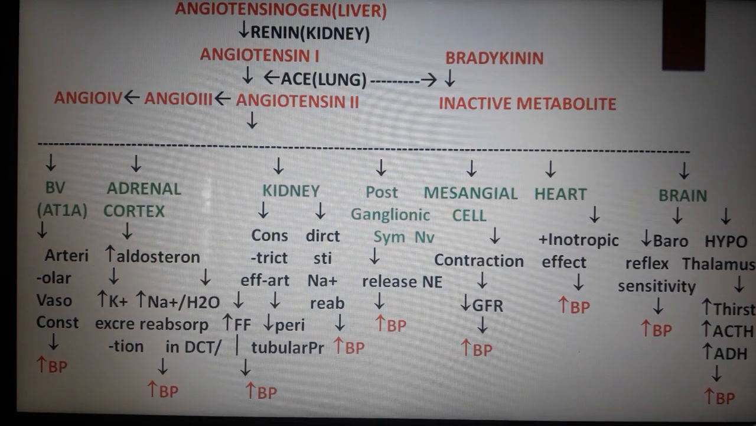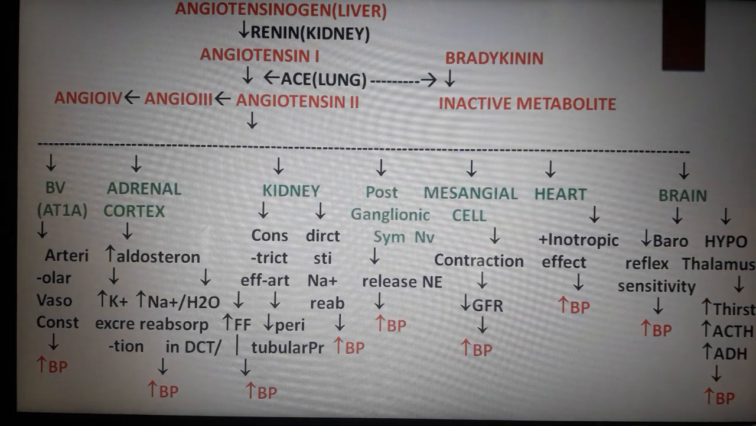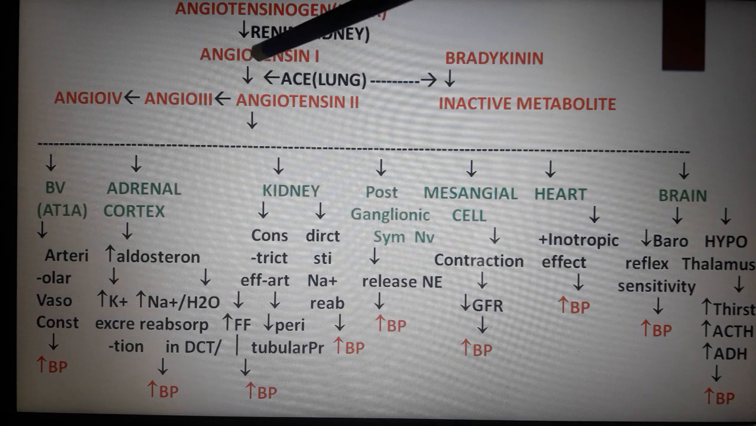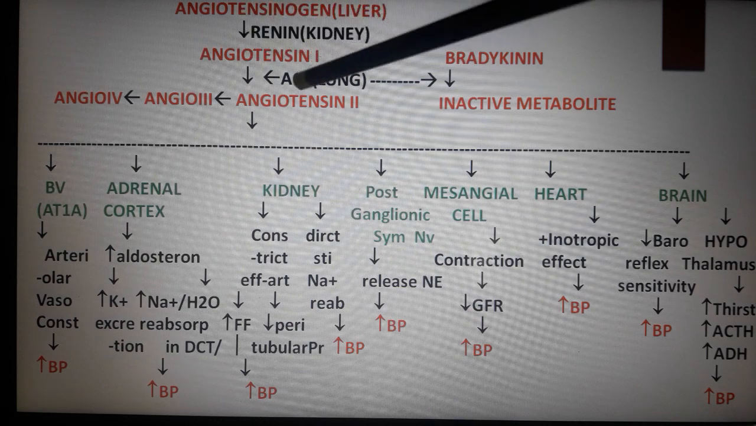Now, function of the angiotensin II. This is the total renin-angiotensin system. First, there is the formation of the angiotensinogen, which is produced in the liver. Then, by action of the renin, which is produced mostly in the kidney, it converts angiotensinogen to angiotensin 1.